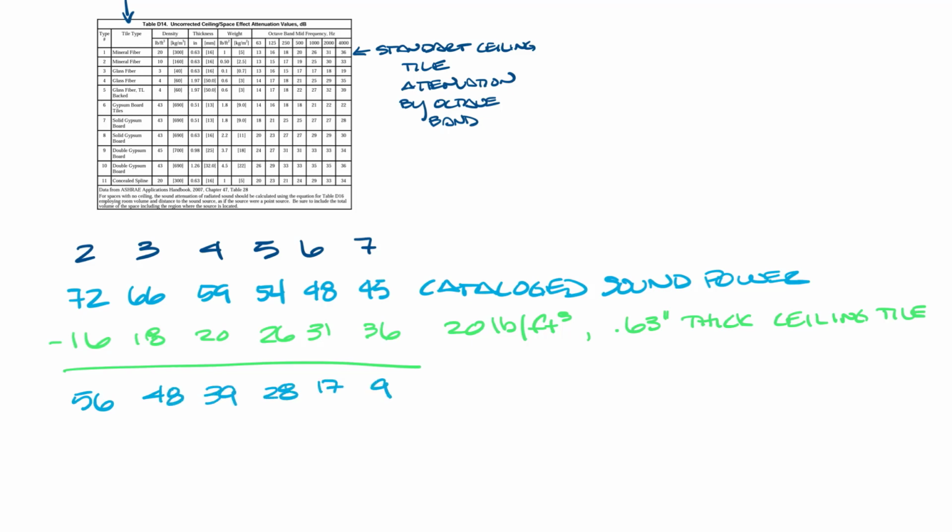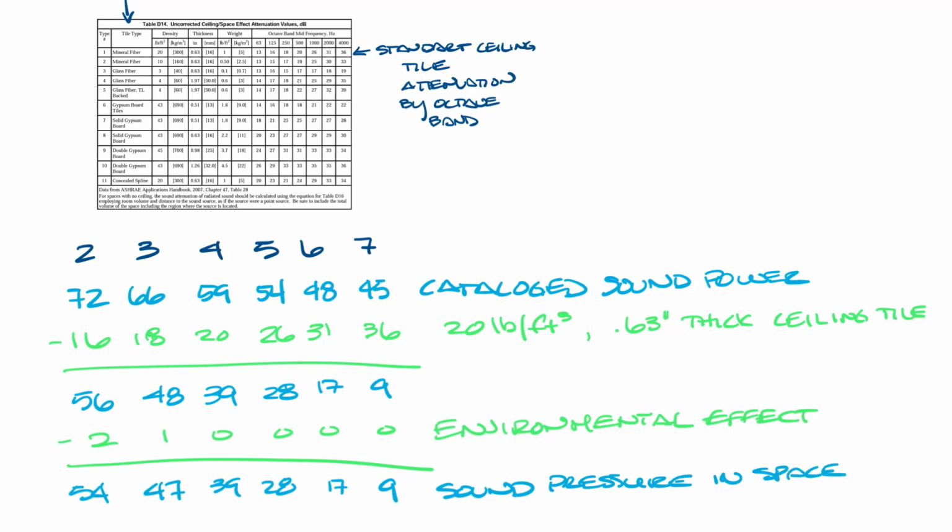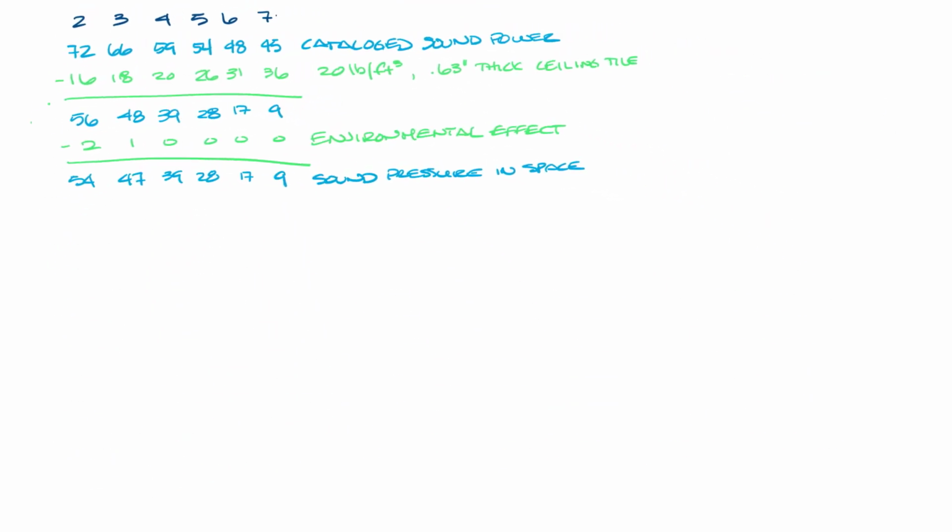But there's one more thing we have to account for, and it's called the environmental effect. The environmental effect is just a correction factor because we use the reference sound source in a reverb room when we do our testing, but it's calibrated in an anechoic chamber. So when you subtract that, you get 54, 47, 39, 28, 17, and 9 as your sound pressure levels by octave band in this space that has this ceiling tile with this specific product above the ceiling. Now if I bring in an NC chart, we can plot this on the NC chart.